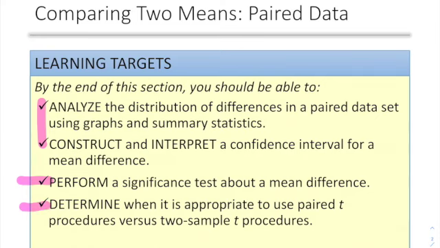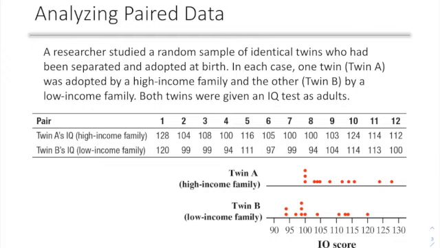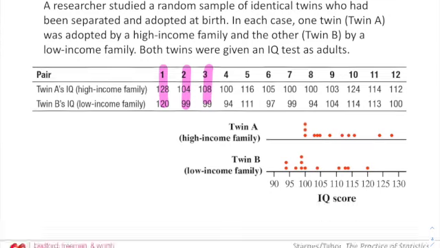So our researchers studied a random sample of identical twins who had been separated and adopted at birth. In each case, one twin, twin A, was adopted by a high-income family, and the other twin, twin B, by a low-income family. Both twins were given an IQ test as adults. So here is the first pair and the 2 twins, the second pair, third, and so on and so forth. And here are dot plots of twin A and then of twin B.